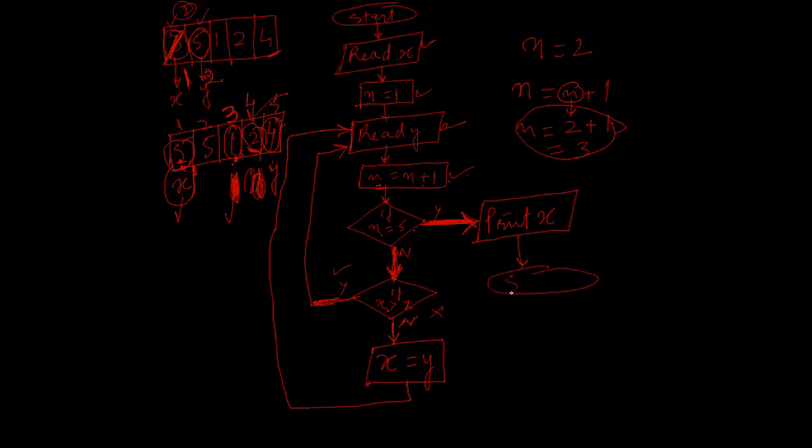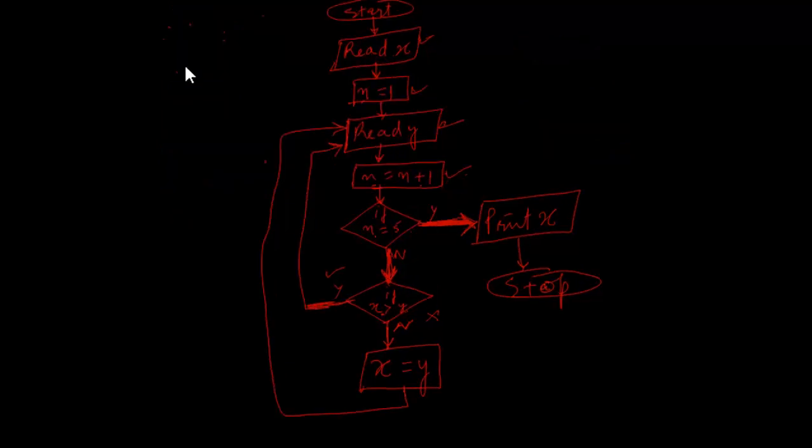But this flowchart is inefficient. This is inefficient. I will show you how it is inefficient. As you have seen, this was working well. Now I am going to show you what kind of inefficiency is present in this flowchart. So I will take another example here.